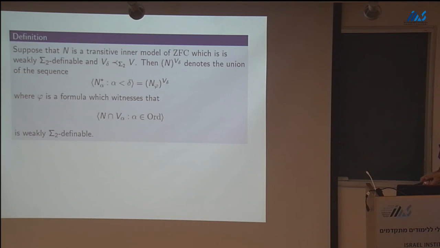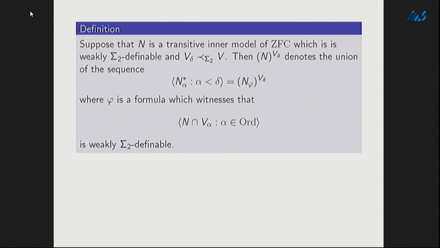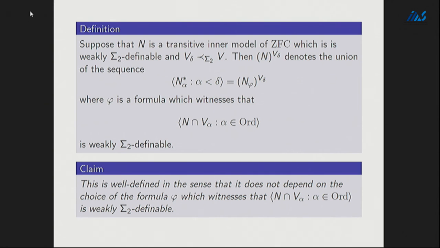Okay, so if N is a transitive inner model of ZFC, that's what we're going to be interested in, which is weakly Sigma_2 definable, and I have a Sigma_2 elementary substructure of V, then N^{V_delta} denotes the union of the sequence as defined in V_delta, where phi is a formula that witnesses that the apparent sequence is weakly Sigma_2 definable. And it's easily checked this is well defined because V_delta is a Sigma_2 elementary substructure.